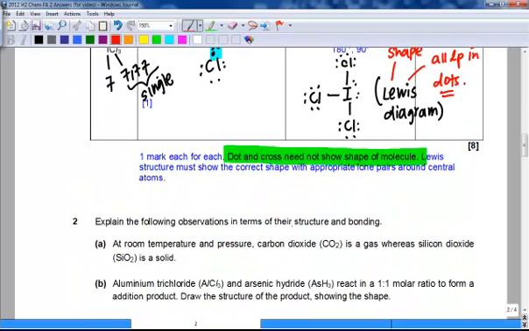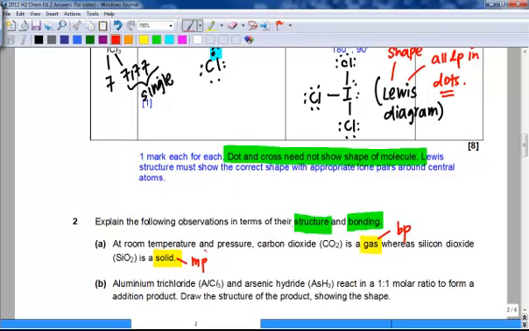Okay, for question 2, it is quite similar to question 7 or 8 of your tutorial, whereby they ask you to explain the following observations in terms of their structure and bonding. For 2A, they mention at RTP, carbon dioxide is a gas, whereas silicon dioxide is a solid. So once you see a gas, you will think of boiling point. You see a solid, you think of melting point.